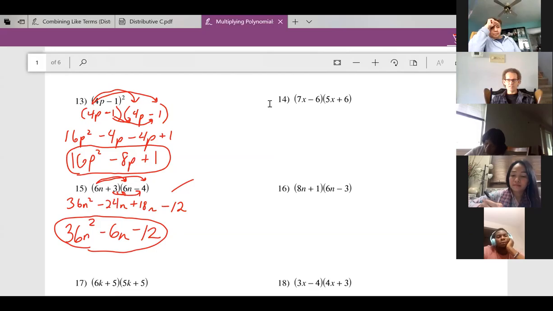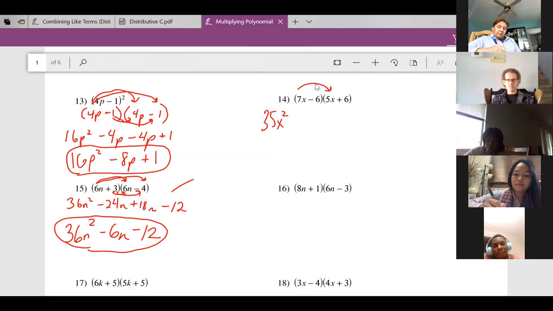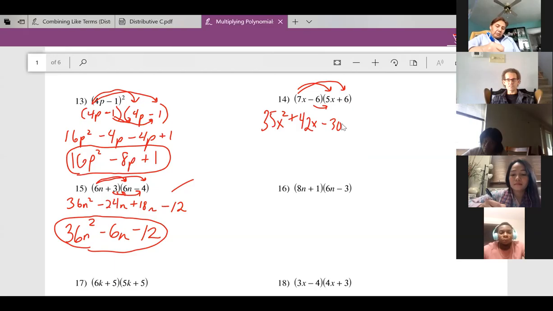All right, here's number 14. I've got 7x times 5x, and that's gonna be 35x squared. And then I have 7x times 6, and that's going to be 42x. And then I've got negative 6 times 5x, that's going to be negative 30x. And I have negative 6 times positive 6, that's going to be negative 36.